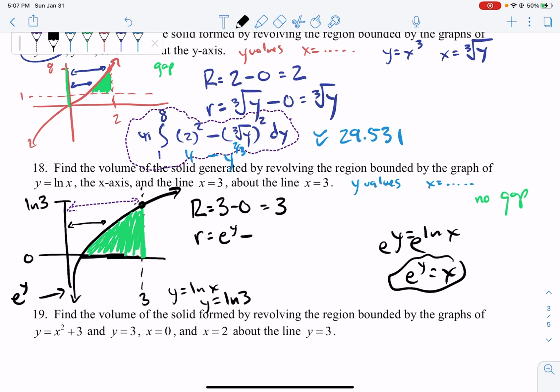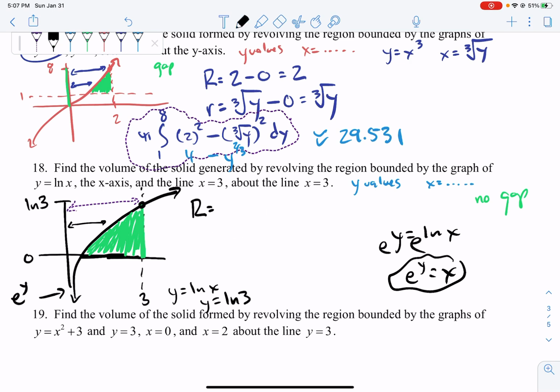And are we going all the way to 0? Oh yeah, because it's my y value. I'm going from, yes, so little r is going all the way to 0. No, it's not. Why are we looking for little r? Okay.